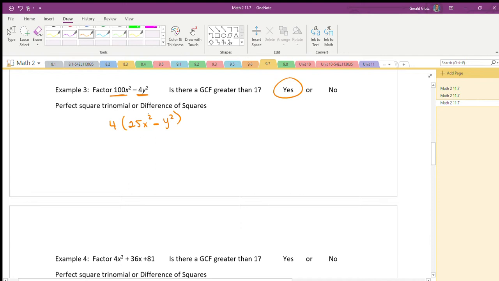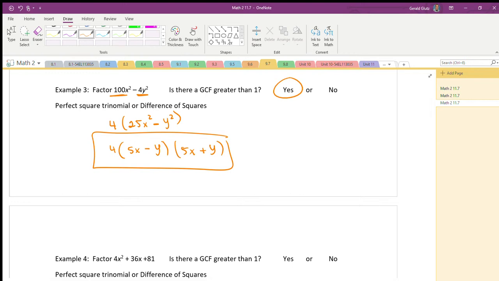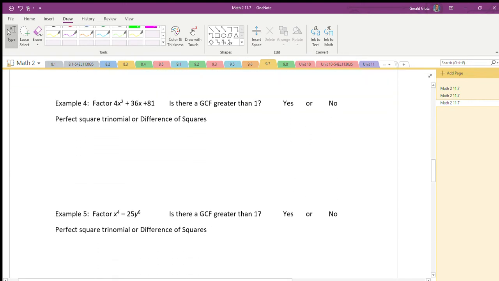So now I'm going to look at what's inside of the parentheses and try to factor that. So I look at the first term. Since I am subtracting, and I have two terms here inside of the parentheses, I'm going to assume that it's difference of squares. So if I'm looking for difference of squares, what squared would equal 25? Or what's the square root of 25? That's 5. What's the square root of x squared? X. So I know 5x is going to be the first term in each set of parentheses, and then I have a minus and a plus. So what squared equals y squared, or what times itself equals y squared? So that'd be y. So our answer to example 3 is 4 times the quantity of 5x minus y times the quantity of 5x plus y. So that is difference of squares.